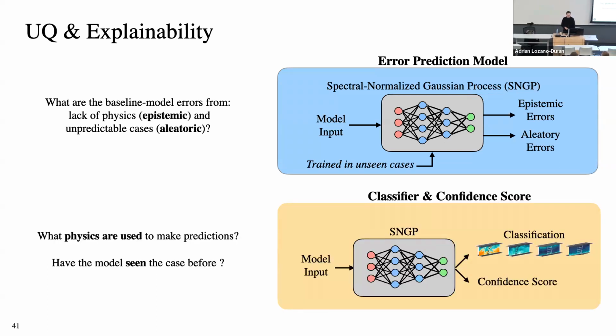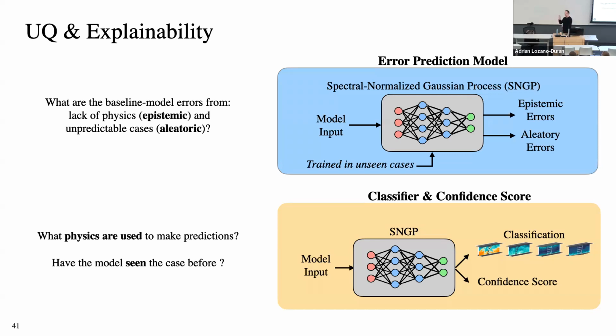And the other component that is done all at the same time, the same SNGP, is also telling us what physics are used for prediction. What this means is that when the model is giving me a prediction, I can go back and see what training data was used to fit that part of the neural network. And I can put a label in that data that I understand. For example, an adverse pressure gradient boundary layer.